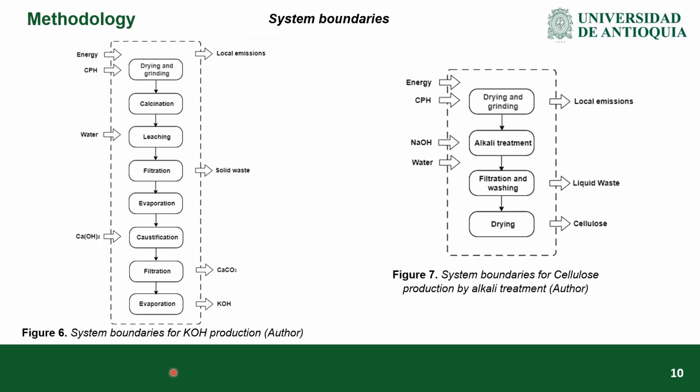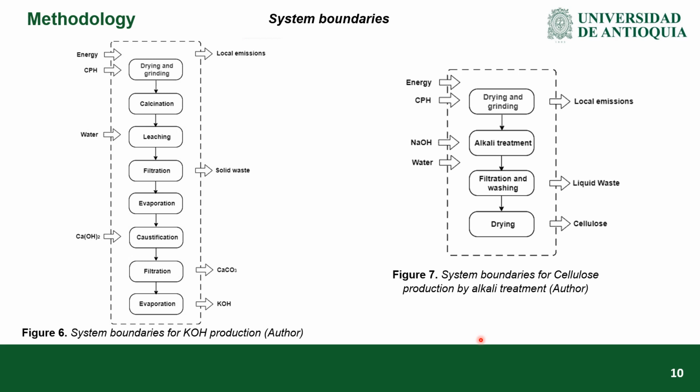For the production of potassium hydroxide, start with the pretreatment of the CPH and end with the evaporation stage to obtain the solid products. The inputs for this system were energy, CPH, water, and calcium hydroxide, and the outputs of the system were local emissions, solid waste, calcium carbonate, and the product potassium hydroxide. For the cellulose, this was obtained using two methodologies.